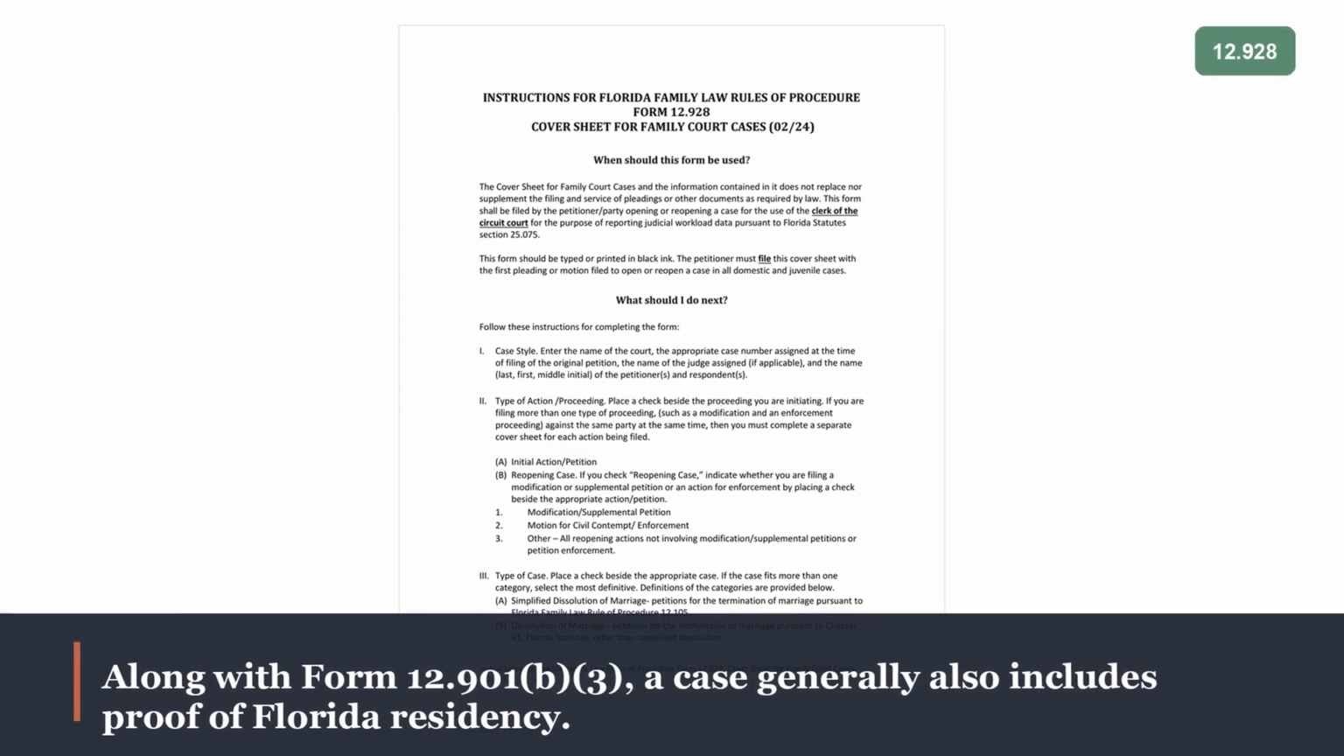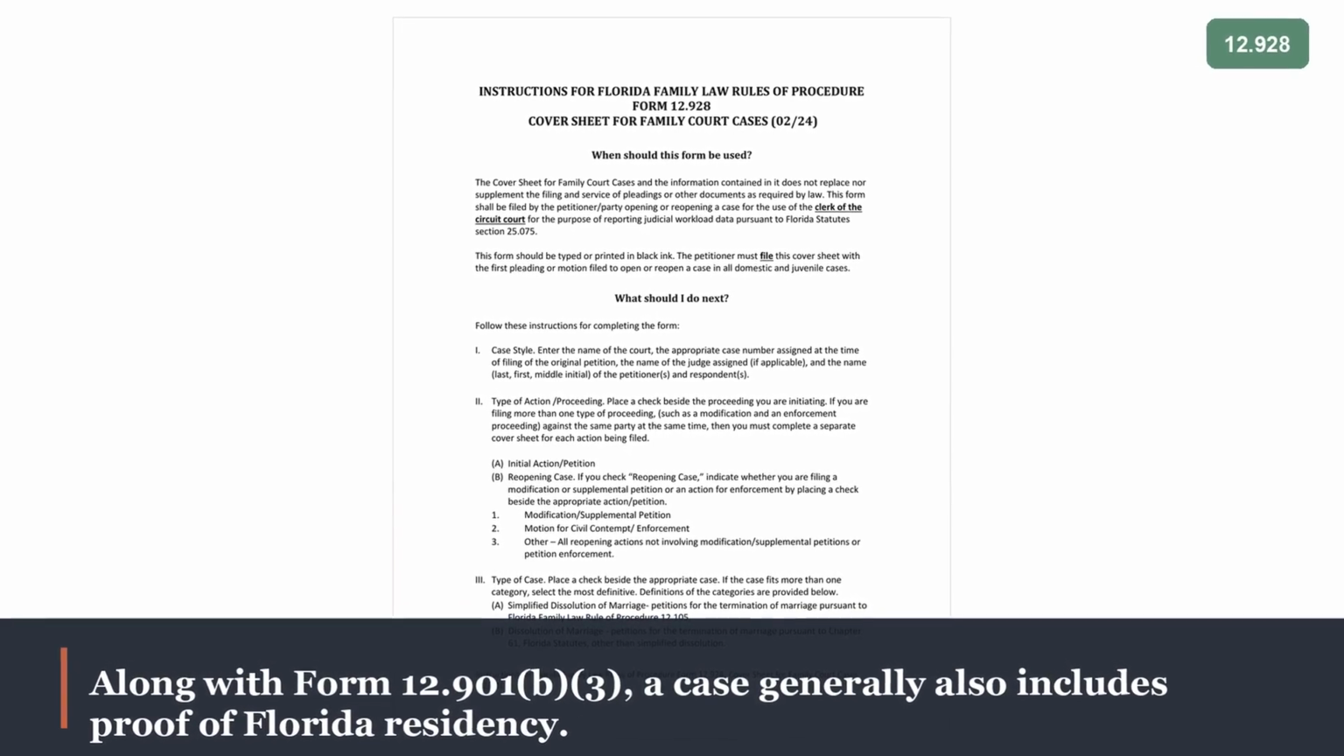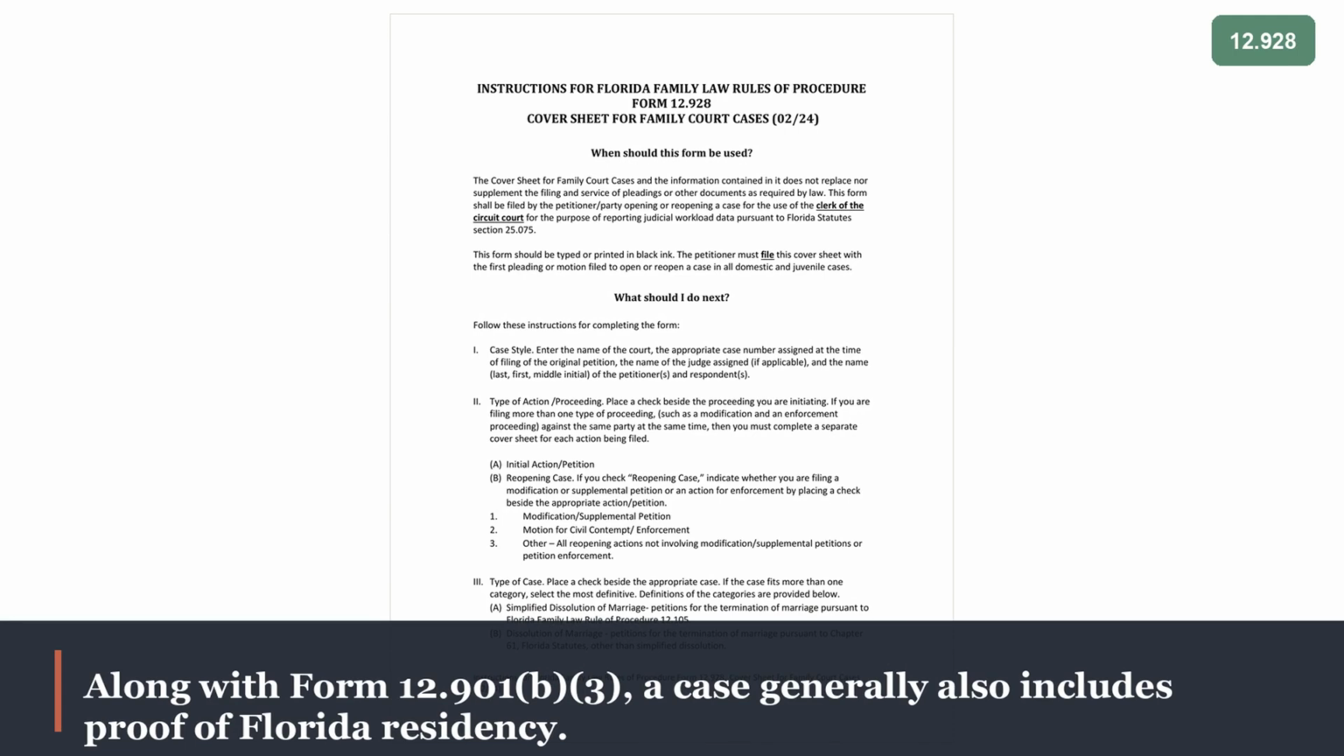Along with Form 12-901B 3, a case generally also includes proof of Florida residency, a notice of Social Security number, a family law financial affidavit, due within 45 days of serving the other spouse if not filed with the petition, a certificate of compliance with mandatory disclosure, also generally due within 45 days of service, and a cover sheet for family court cases, filed with the first pleading.